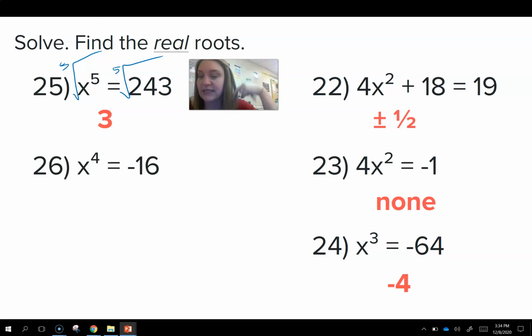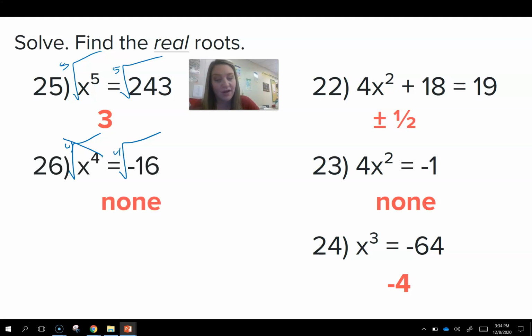All right, last and not least, x to the power of 4 is equal to negative 16. So again, to undo the power of 4, I need the root of 4. So I'm going to fourth root both sides. Oh, that's a negative number, and 4 is even. So I can't do an even root of a negative number. So therefore, 26 does not have any real roots. It has imaginary roots. It does not have real roots.